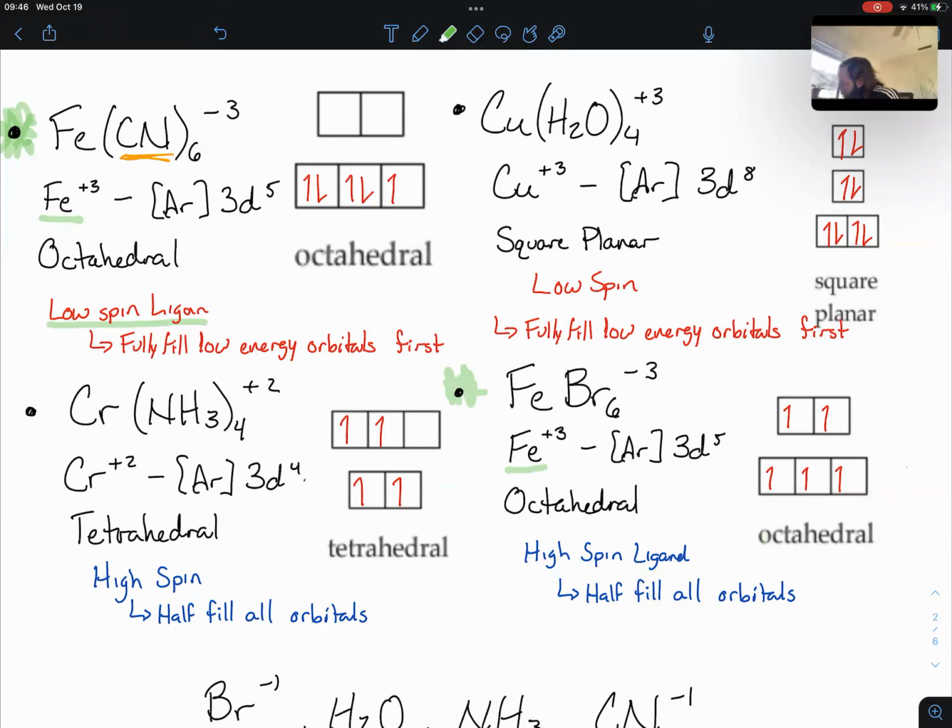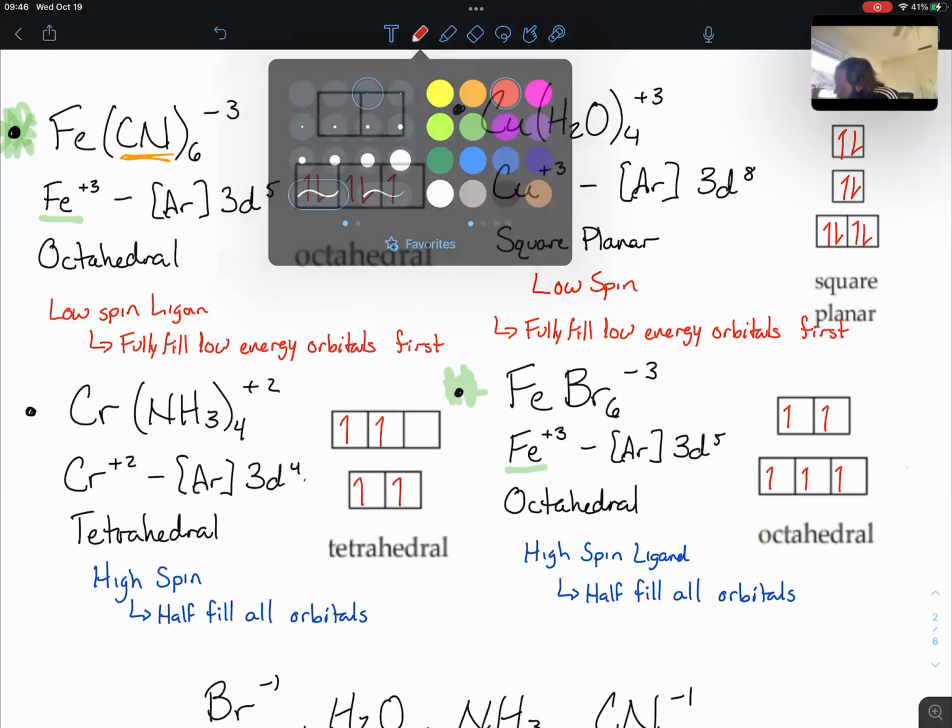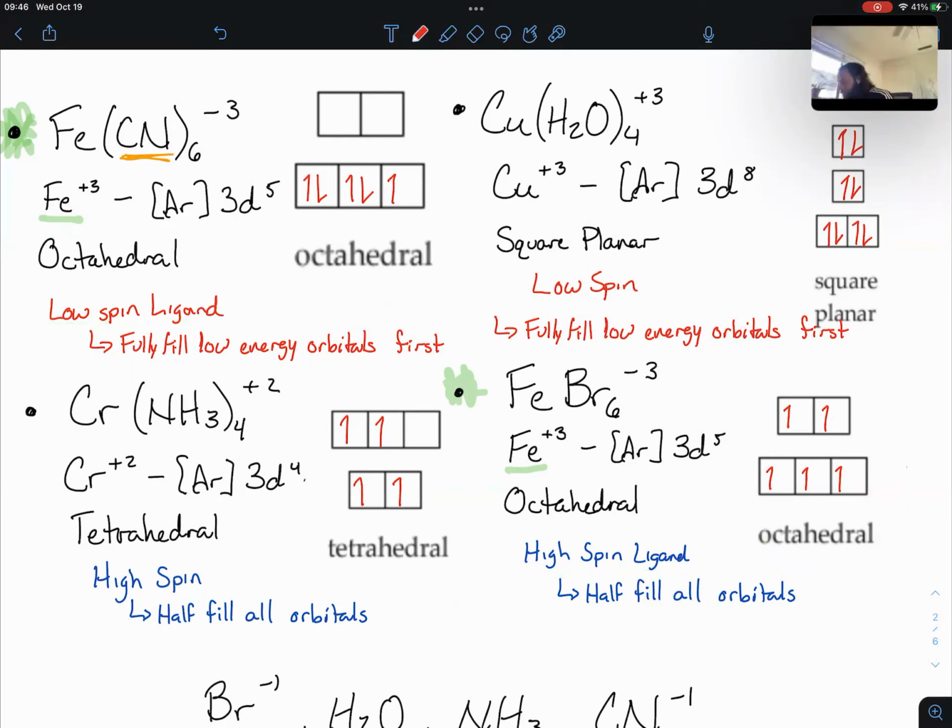All right, so this is what we learned last time for those octahedrals. For those octahedrals, you have to pay attention to what your ligand is, and that will tell you how you're supposed to be filling in these diagrams. For the 2 that we learned about today, square planars are always low spin, and tetrahedrals are always high spin.